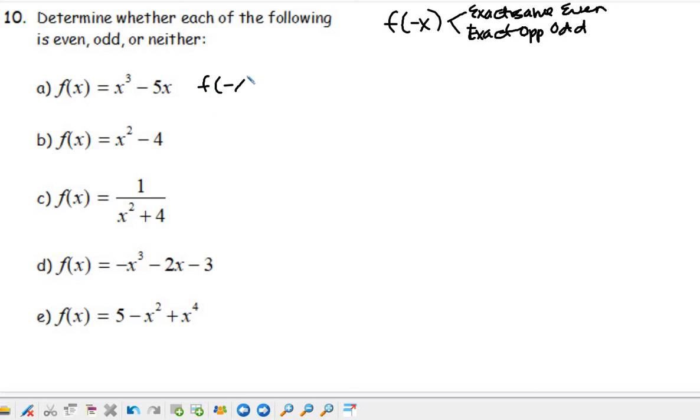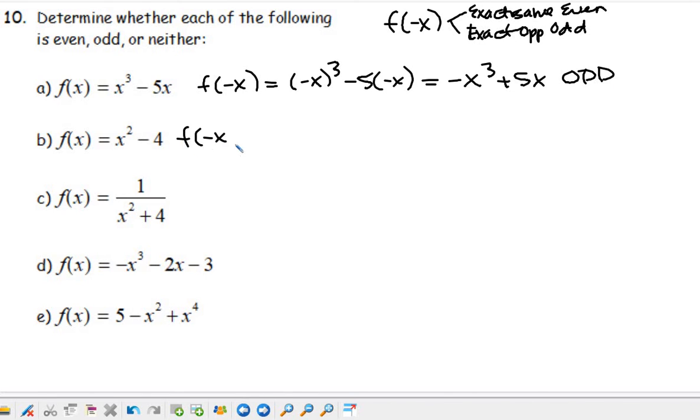So f of negative x is equal to negative x cubed minus 5 times negative x, which is equal to... a negative cubed is a negative, and a negative times a negative is a positive. So every single sign has flipped, so this is odd. Okay?